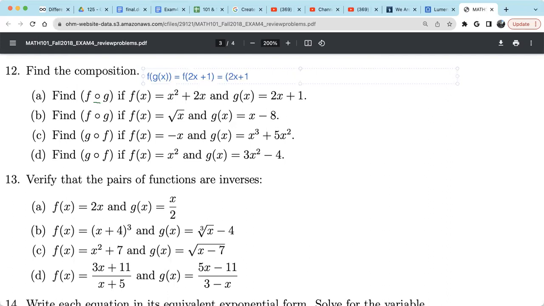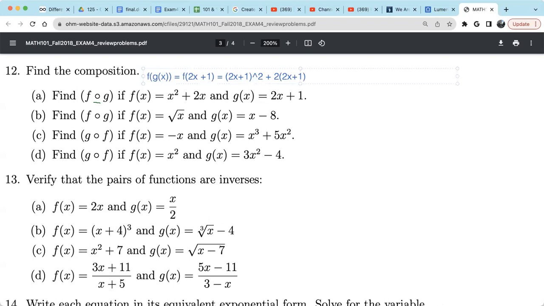So first we square the input. We have 2x plus 1 squared. Then plus 2 times input. So 2 times the input is 2x plus 1.